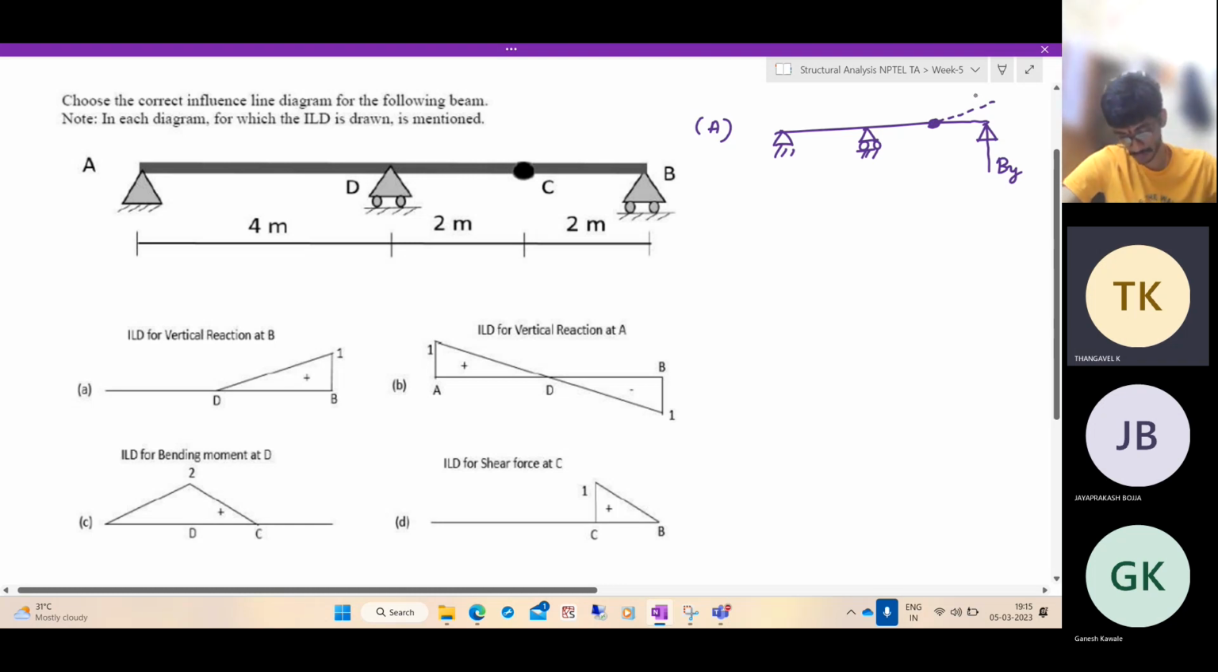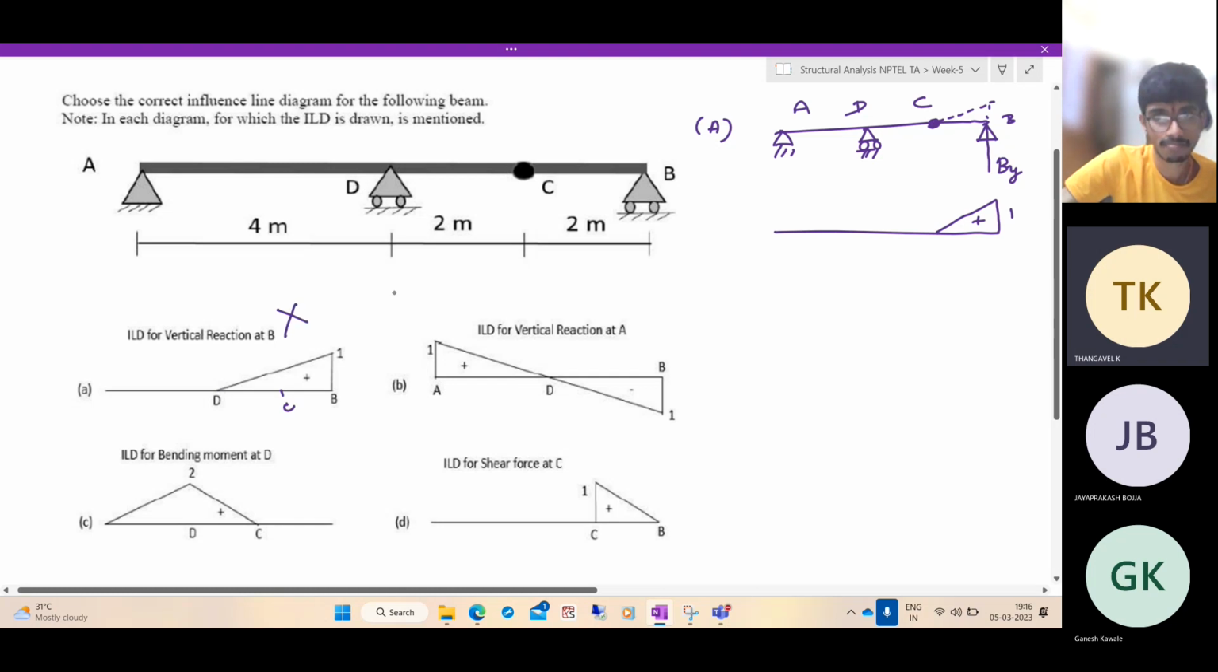Correct? If you have, this is the point A, D, C, and B. So the deflected shape will be something like this. So if you draw the ILD for the reaction at B, it will be something like this. And what will be the maximum value? Maximum value is when the unit load is right above the point B, which is 1. But the point C is somewhere here. This is starting at D. So this is wrong.